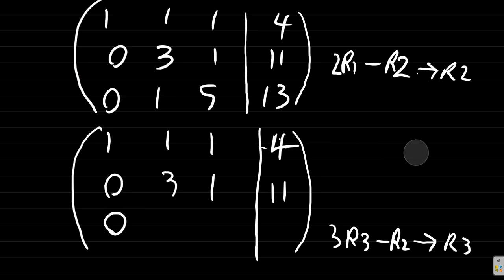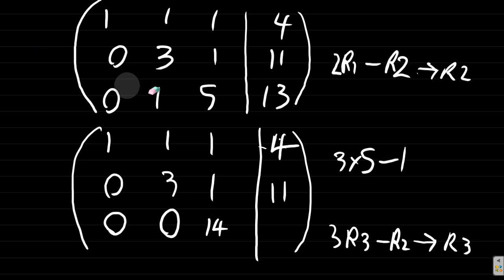So the next thing here is to say 3 times row 3, which has a 1 here, 3 times 1 minus row 2, which has a 3 here, 3 times 1 minus 3. 3 by 1 is 3, 3 minus 3 is 0. So the new row 3 has a 0 here. Nice. Which is what you wanted, right? 3 times row 3, so it's 3 times 5, minus row 2, which is 1, minus 1. 15 minus 1 is 14, so you have a 14 here. See that?